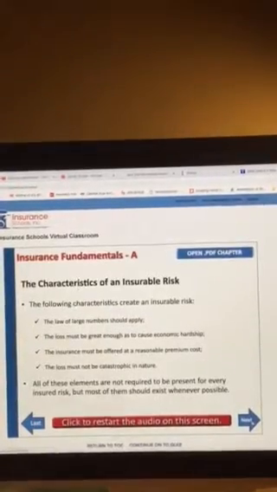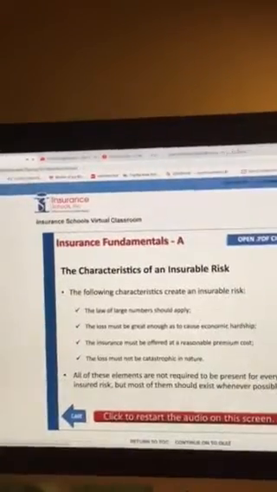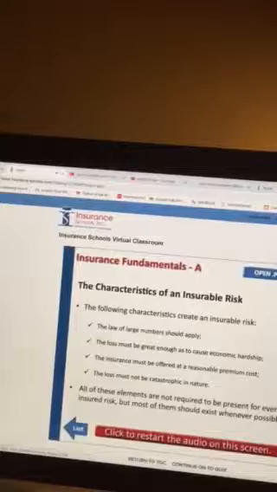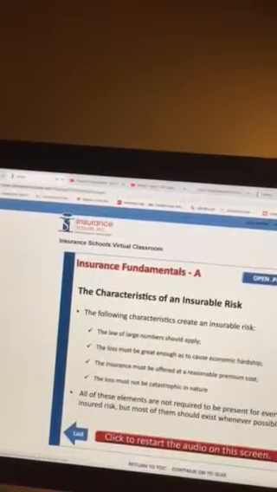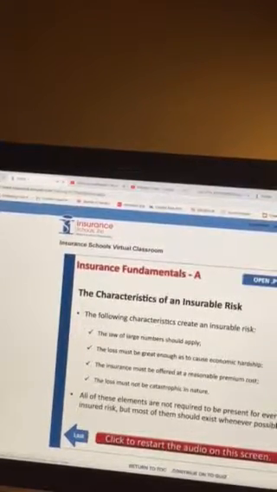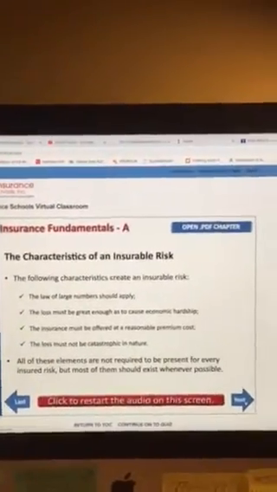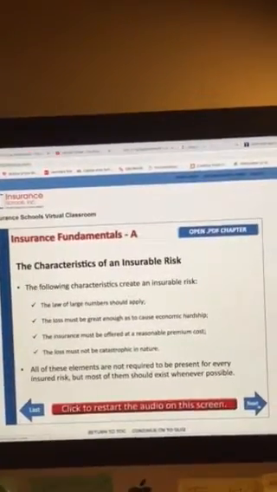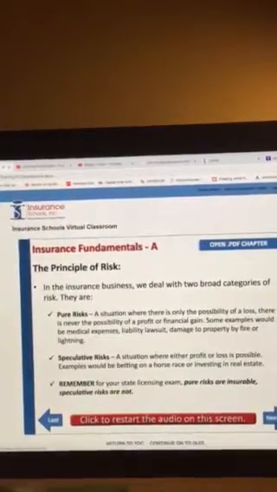The following characteristics create an insurable risk. The law of large numbers should apply, meaning the risk should be spread among a large number of similar individuals. The loss must be great enough as to cause economic hardship for the insured. The insurance must be offered at a reasonable premium cost to the insured. The loss must not be so catastrophic in nature that it imperils the solvency of the insurance company. All of these elements are not required to be present for every insured risk, but most of them should exist whenever possible. In the insurance business, we deal with two broad categories of risk.